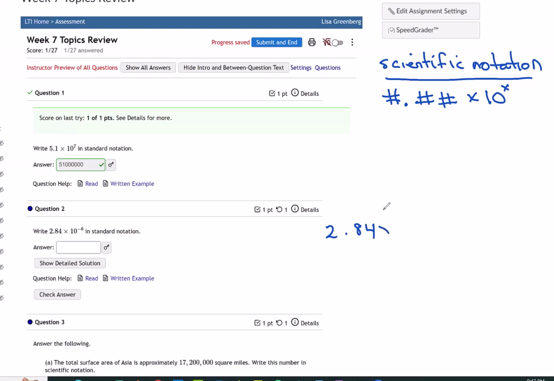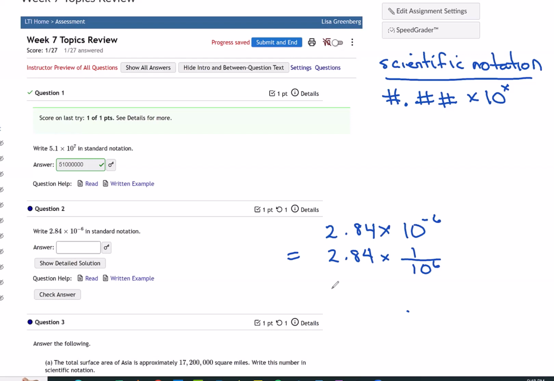2.84 times 10 to the negative 6th power. Remember from exponent week, this is the same as 2.84 times 1 over 10 to the positive 6th. Really what we're doing here is dividing by 10 6 times. This number is going to get smaller.